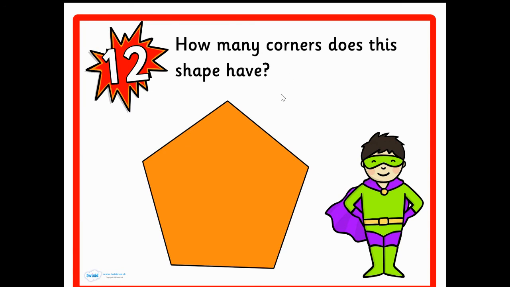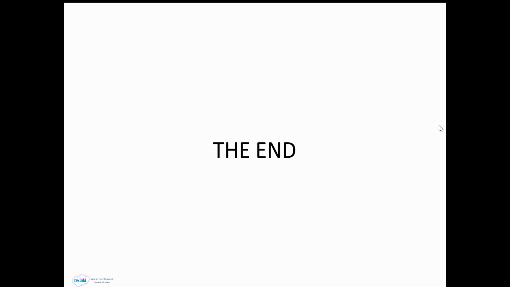How many corners does this shape have? Let's look at the sides first. 1, 2, 3, 4, 5. That's a pentagon. How many corners? Let's count the corners. 1, 2, 3, 4, 5. So I got the answer 5. Did you get the same answer as me?